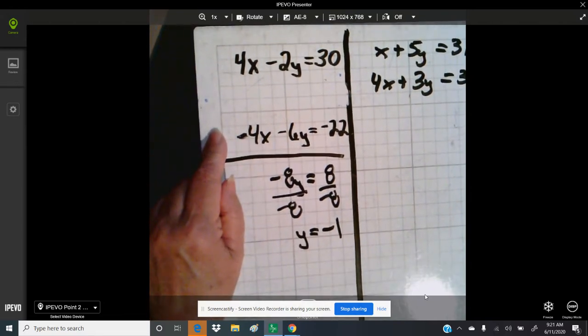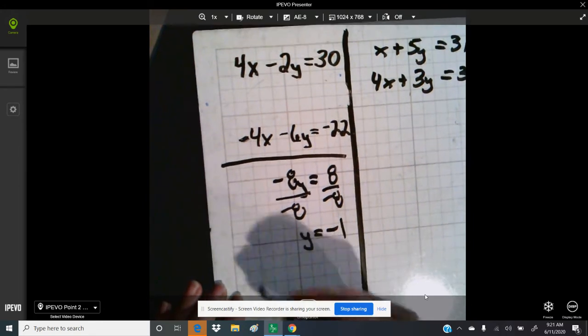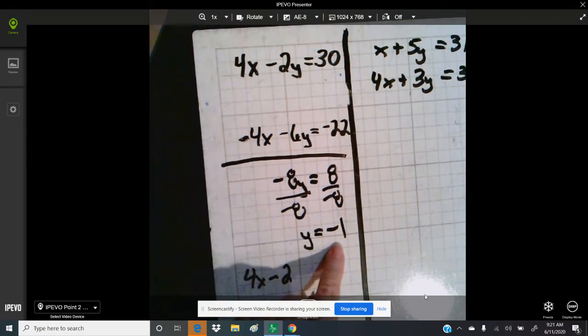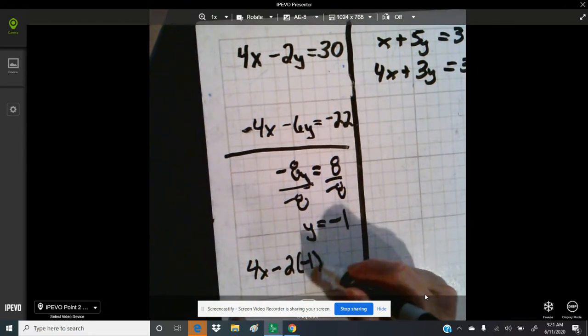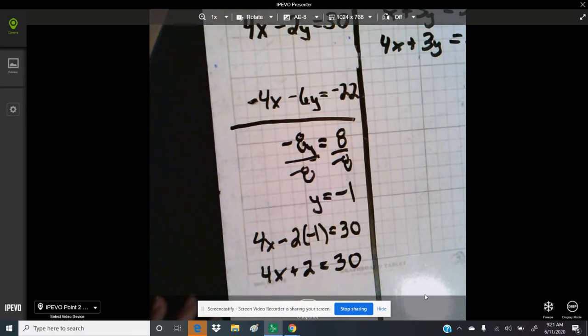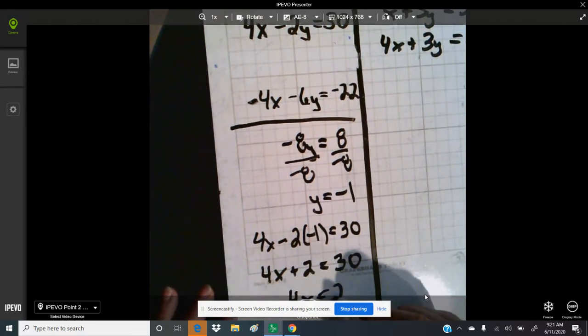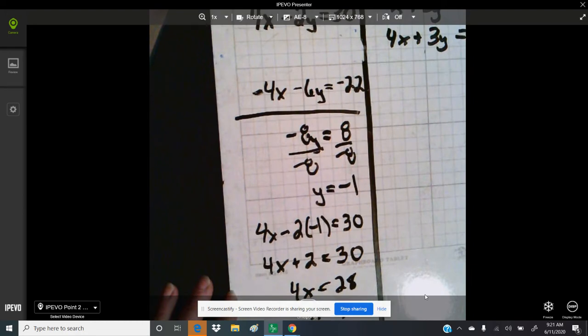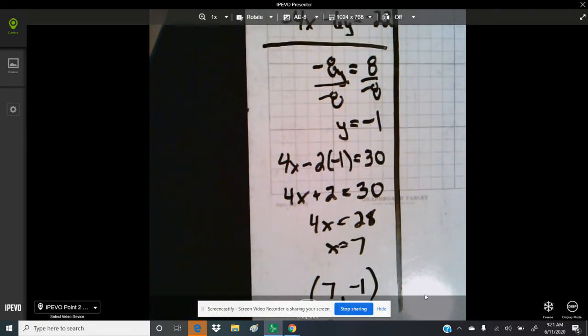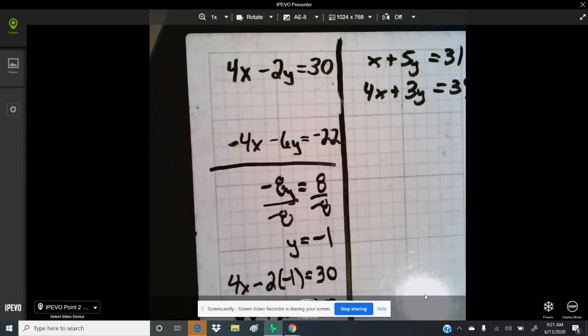It doesn't matter which one you choose. I'm going to choose this one. So I've got 4x minus 2. Instead of putting y now, I'm going to put -1 equals 30. So 4x plus 2 equals 30. I'm going to subtract 2 from both sides, so 4x equals 28. And now I know that x equals 7. You're going to write your answer as an ordered pair, x, y, so x will go first and then y. So the solution to those simultaneous equations is 7, -1. So that's your addition method.